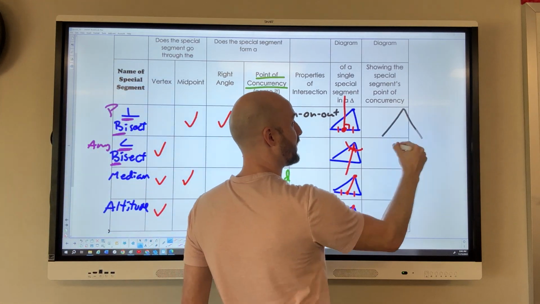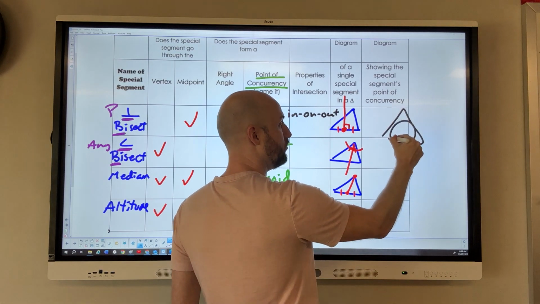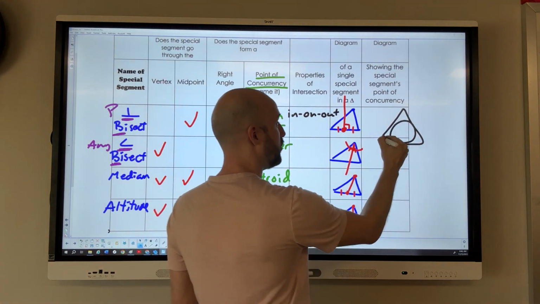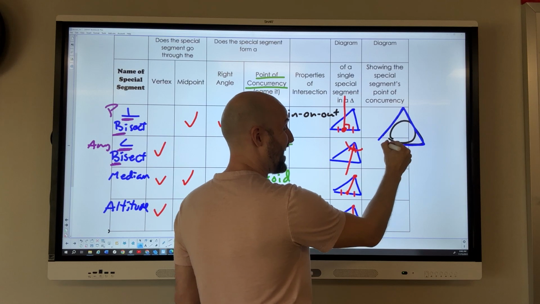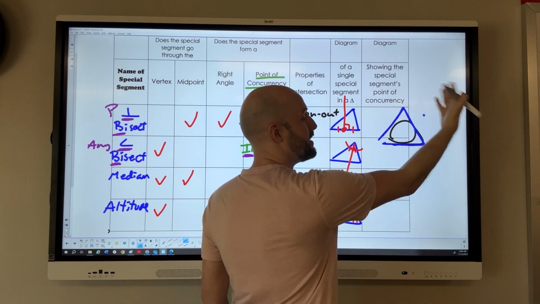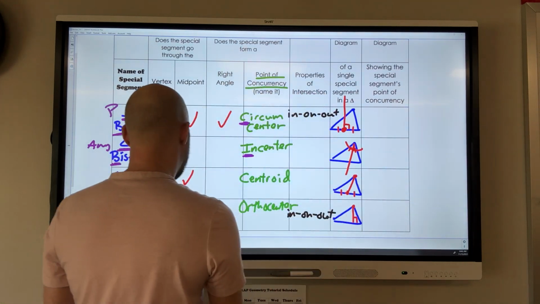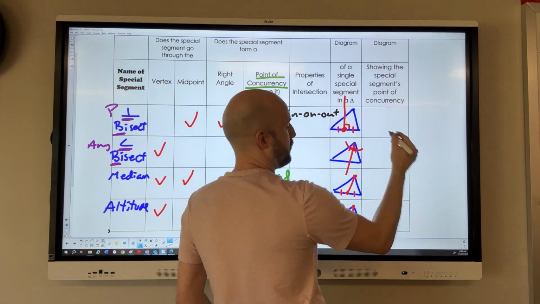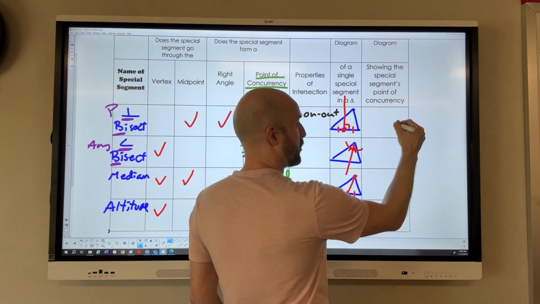So when we say in, we mean in this area of the triangle. When we say on the triangle, we mean along the edge. And then out means beyond that. I'm going to quickly sketch one example. I'm not going to do it for all of them, but let's say the perpendicular bisector.